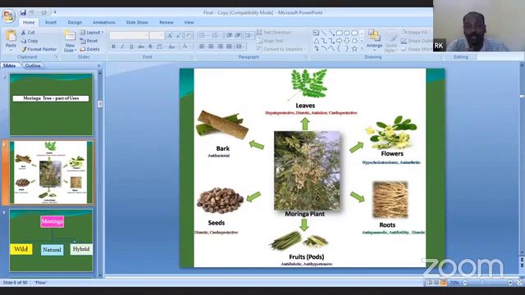Leaves and flowers; the flower is also available in powder form. We use them directly for cooking, and the leaf is also used for soup, vegetable soup. The flower is also used for vegetable soups. The root is mainly for medicinal purposes.